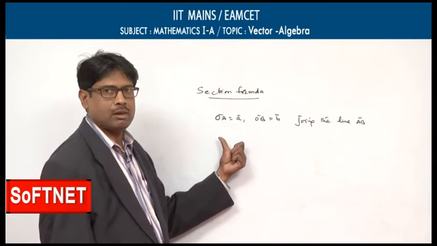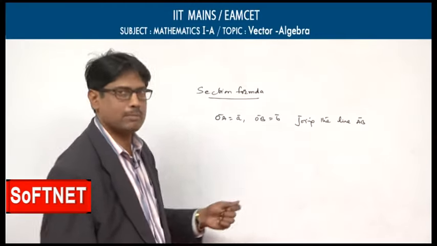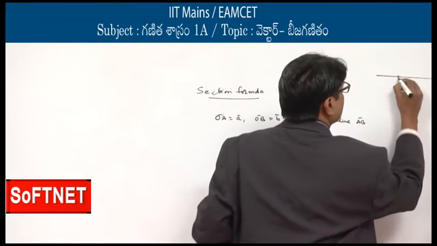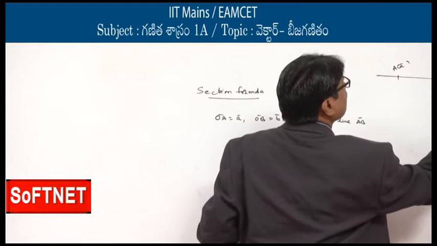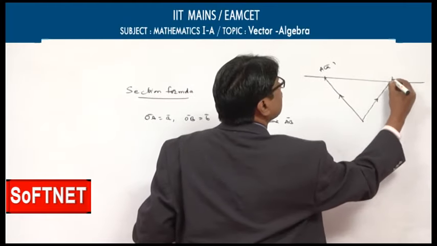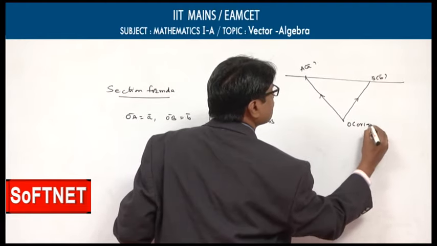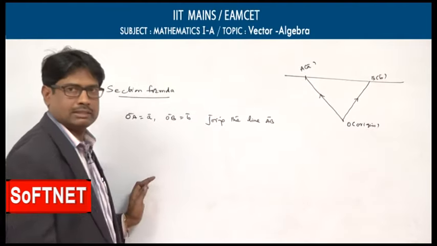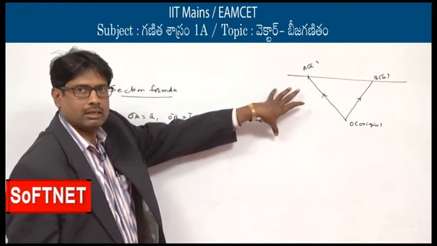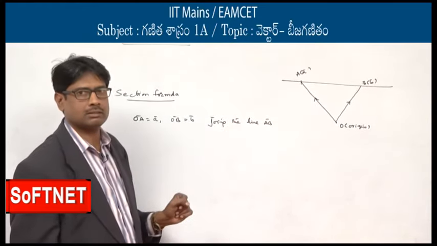O is the origin, OA bar is equal to A bar, OB bar is equal to B bar, and we join the line AB bar. In the section formula, we define on a line two points: OA bar equal to A bar and OB bar equal to B bar.